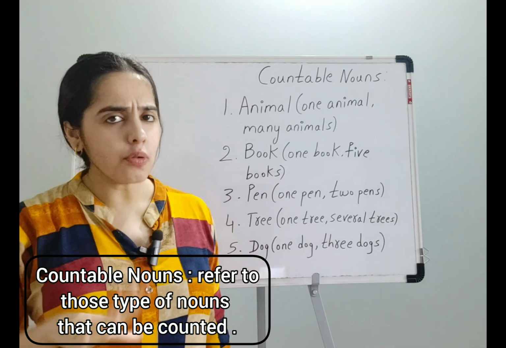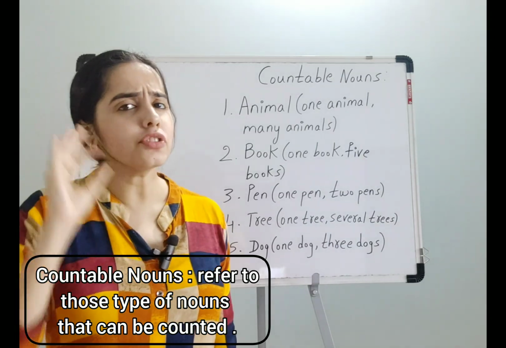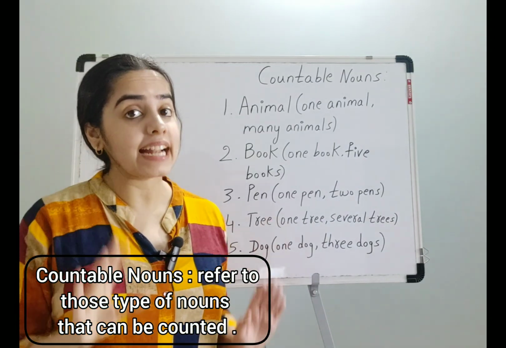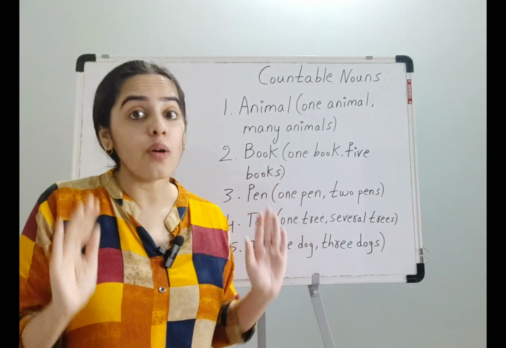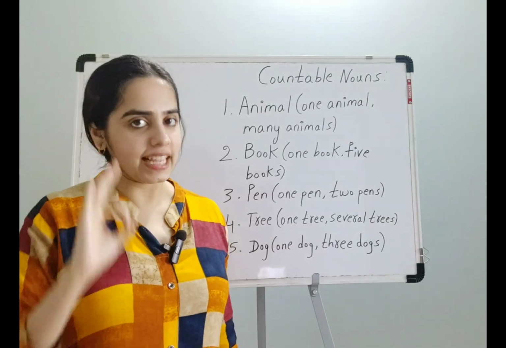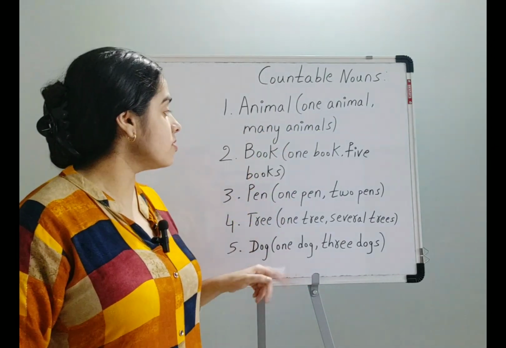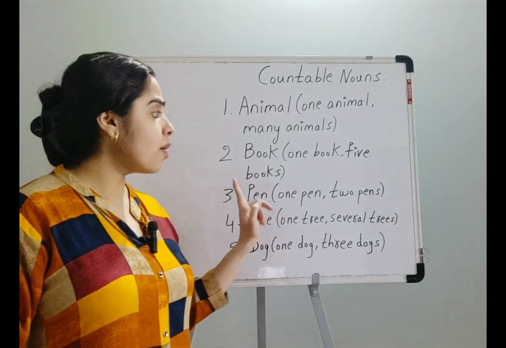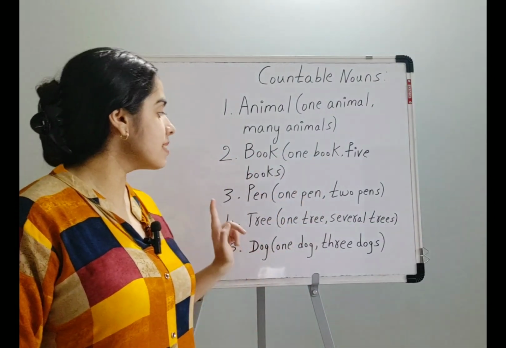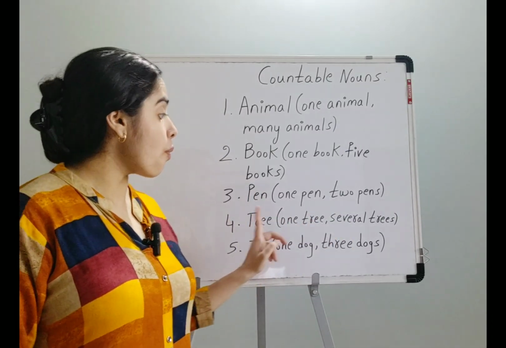Countable nouns. Countable nouns, also known as count nouns, refer to those type of nouns that can be counted. As the name suggests, we can count those type of nouns. Examples: animal, one animal, many animals; book, one book, five books; pen, one pen, two pens; tree, one tree, several trees; dog, one dog, three dogs.